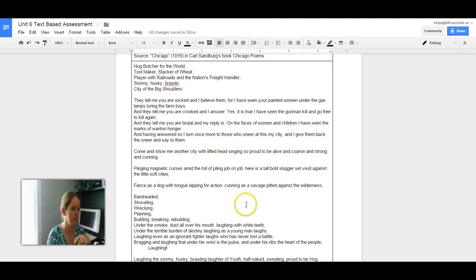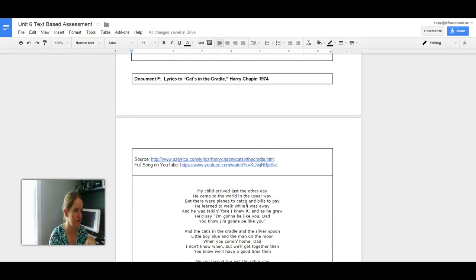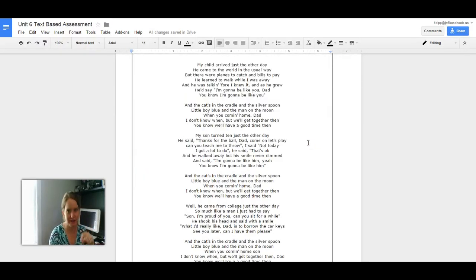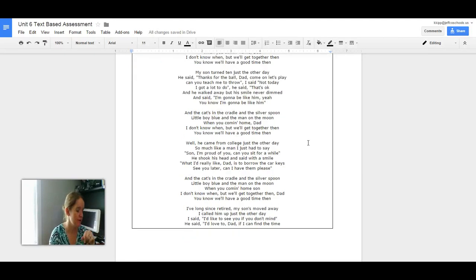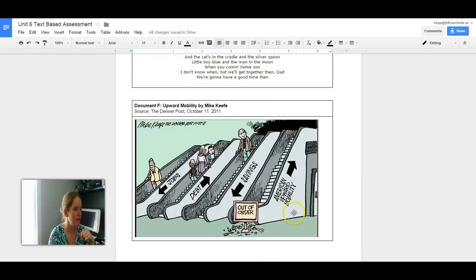You can take a look at this, use some quotes from it in your article, or in your argument if you'd like. I have lyrics from Cats in the Cradle from 1974. You guys would recognize the song if you listen to it, talking about a father trying to get ahead and what that impact is on him and his relationship with his son.